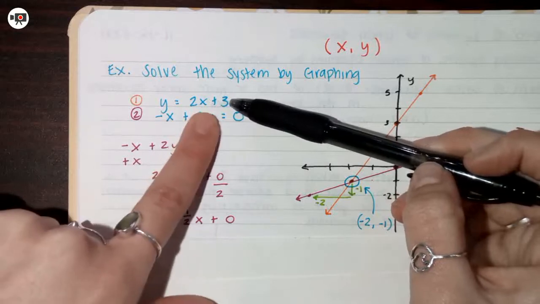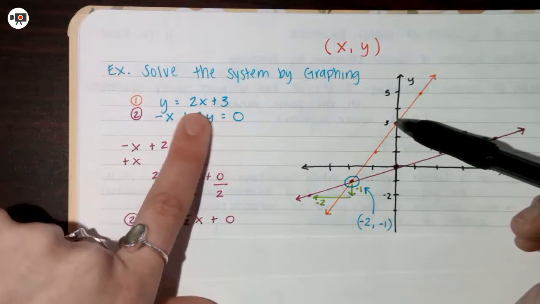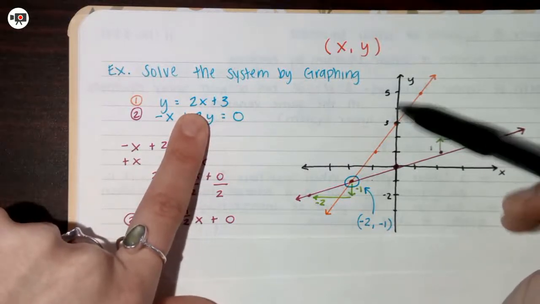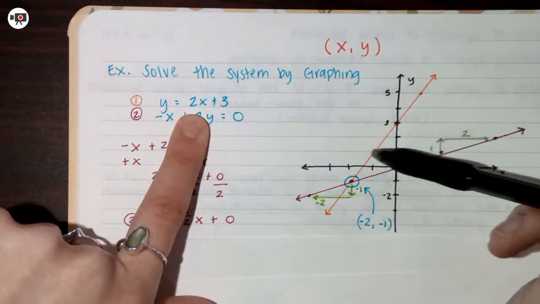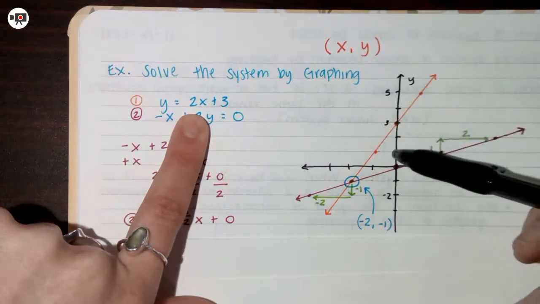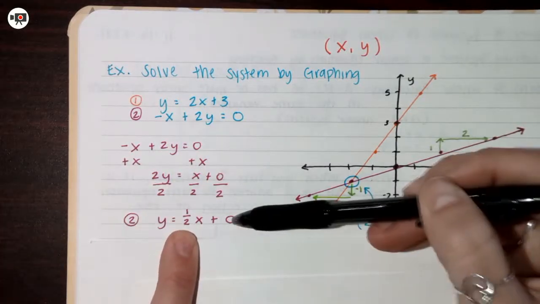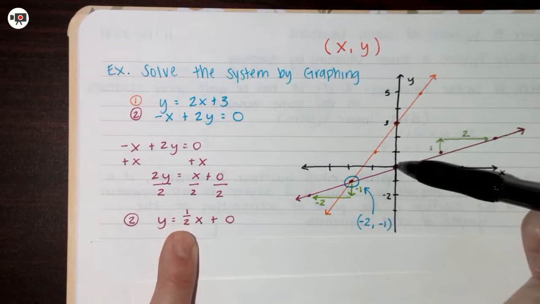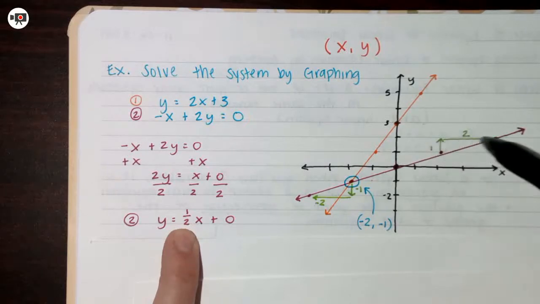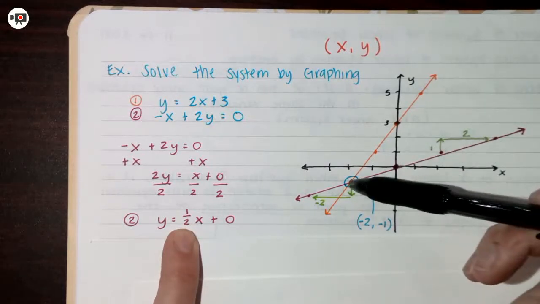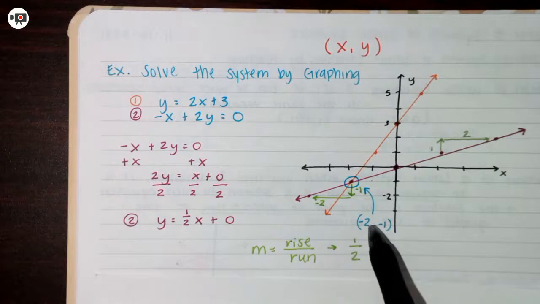Now, for equation 1, my y-intercept is 3, so I go up to 3 and put a dot. My slope is 2, so that means I'm going to go up 2 to the right 1, or down 2 to the left 1. It still forms a positive line. Now for equation 2, my y-intercept is 0, so I start here at the origin, and my slope is 1/2. So that means I go up 1 to the right 2, or down 1 to the left 2. And I can see that they intersect here at negative 2, negative 1.